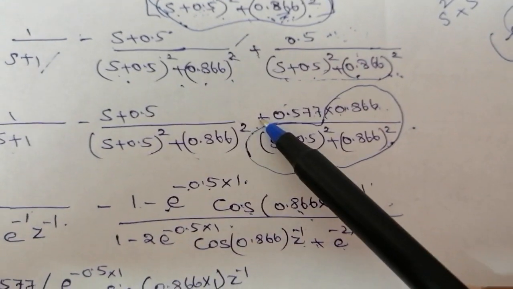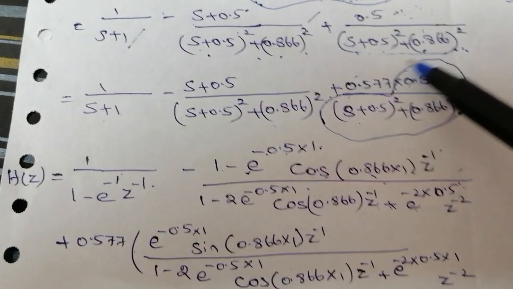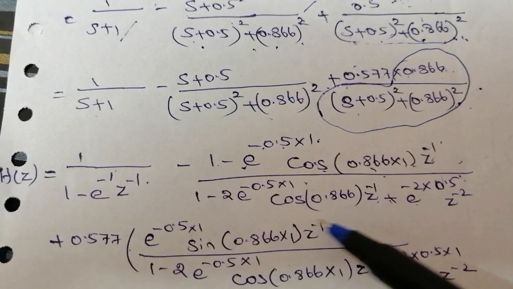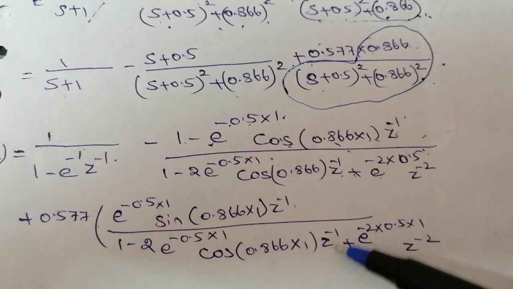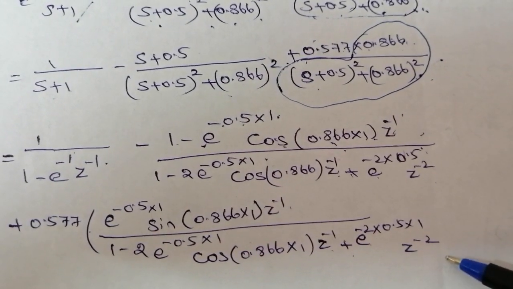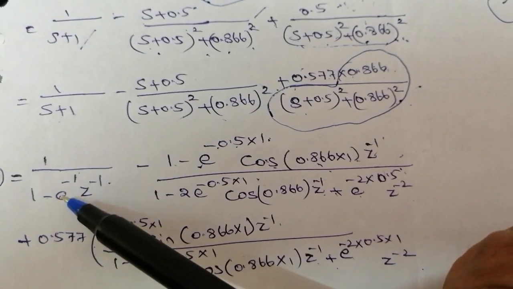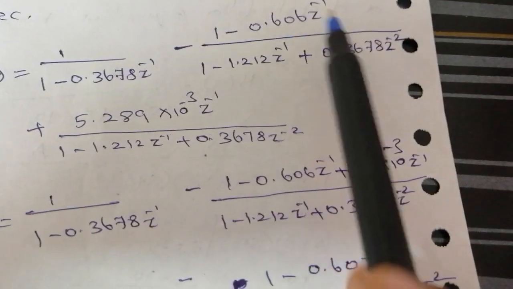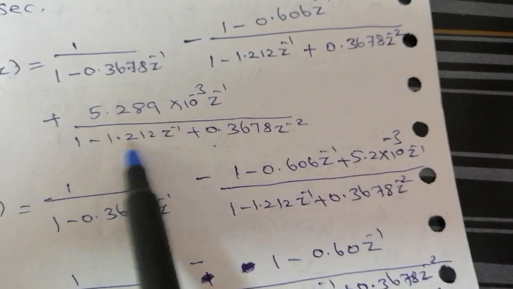What about the third term? Plus this constant value 0.577, then this is b divided by (s plus a) squared plus b squared. So the formula is e power minus aT sin bT z power minus 1 divided by 1 minus 2 e power minus aT cos bT z power minus 1 plus e power minus 2aT into z power minus 2. Then simplify using a calculator: e power minus 1 value is 0.3678. The numerator term e power minus aT cos bT is 0.66, divided by the denominator term. This is the third term, numerator and denominator.